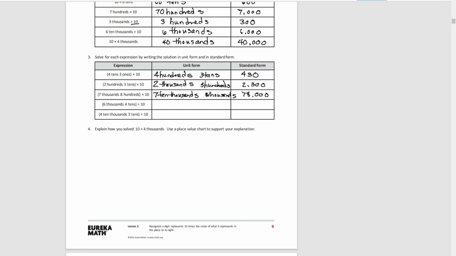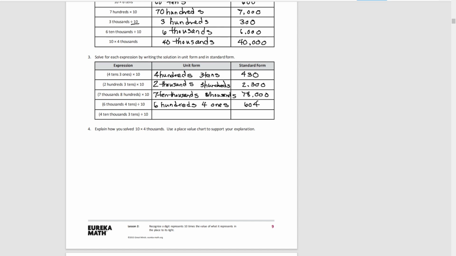6,000 4 tens divided by 10. 6 thousandths divided by 10 would be 6 hundredths. 4 tens divided by 10 would be 4 ones. So standard form would be 604.